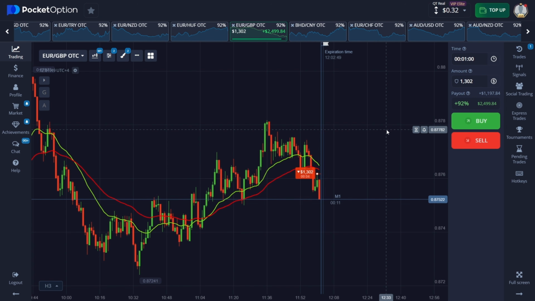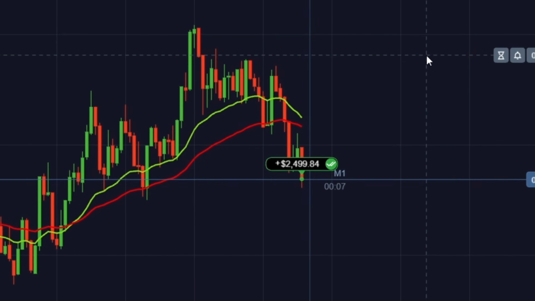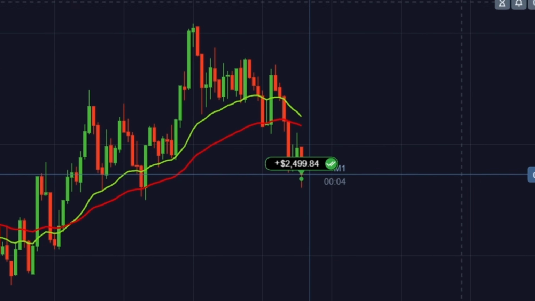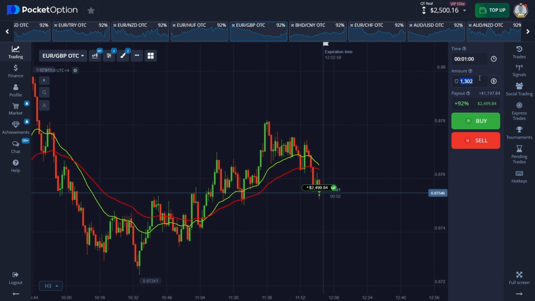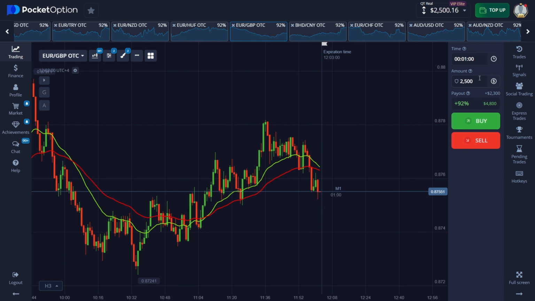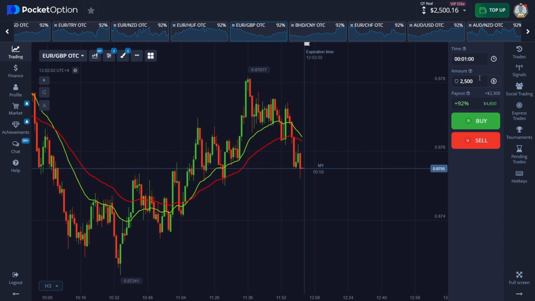With only a few seconds left, I won another trade. Now, my balance has turned into $2,500. Let's find a trade for $2,500.